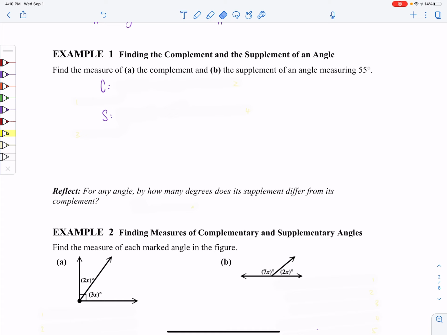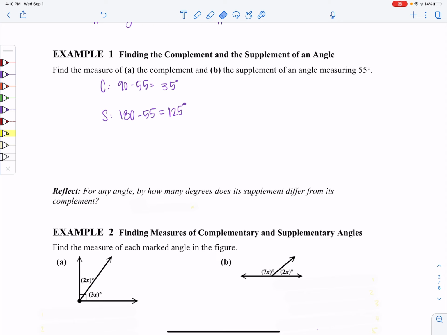Finding a complement and a supplement. So in this example, we're asked to find the complement and the supplement of a 55-degree angle. So my complement is going to be found by taking 90 degrees minus 55 degrees, which will give me 35 degrees. And my supplement will be by taking 180 degrees minus 55 degrees, which will give us 125 degrees.